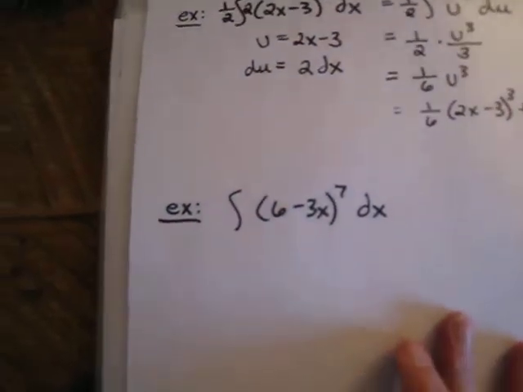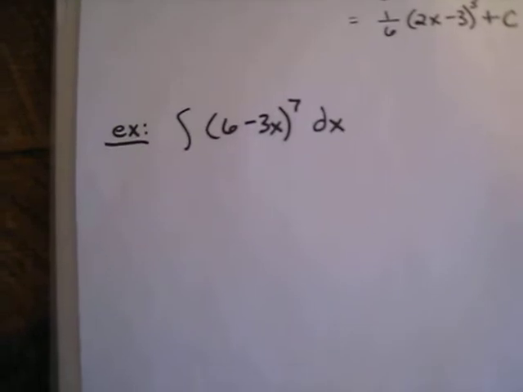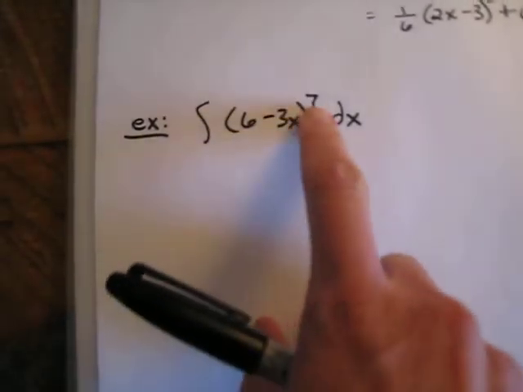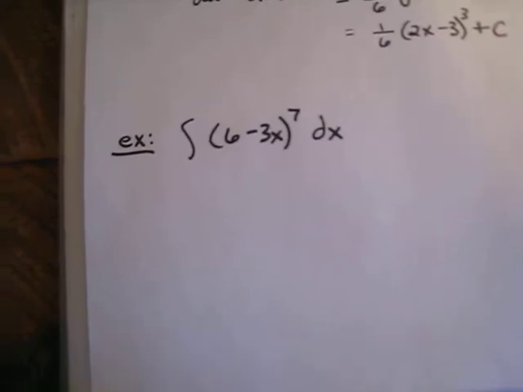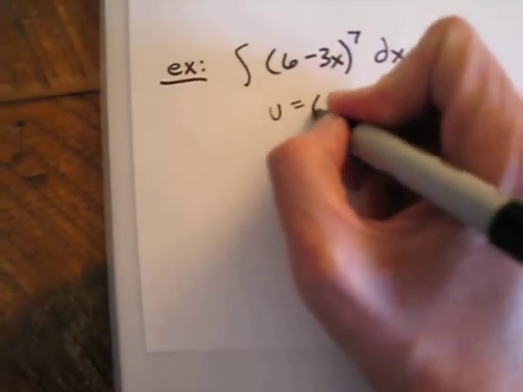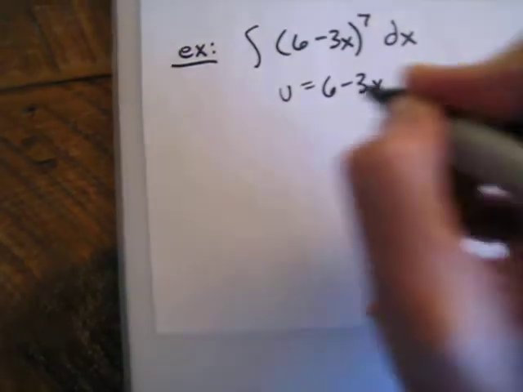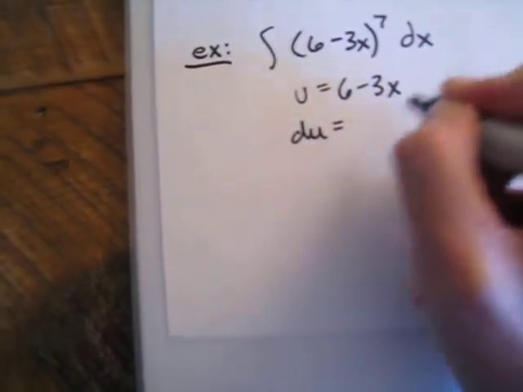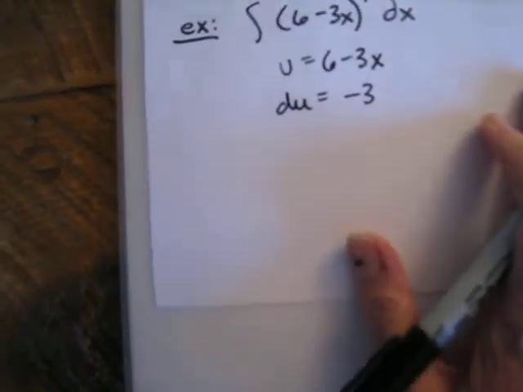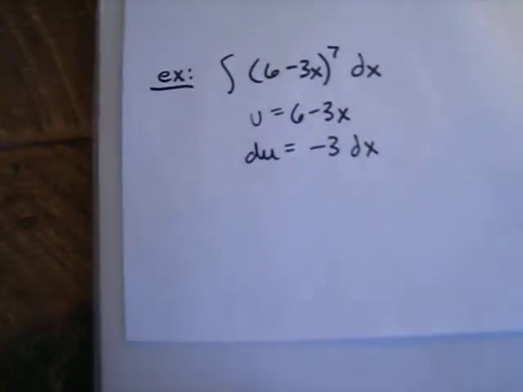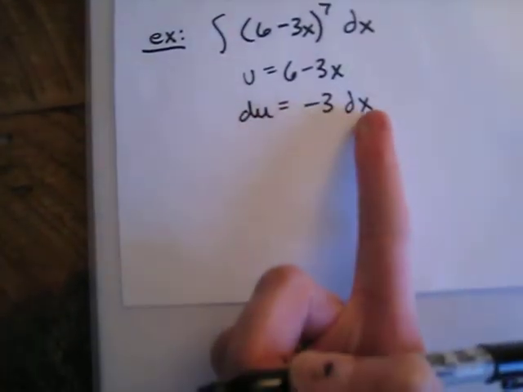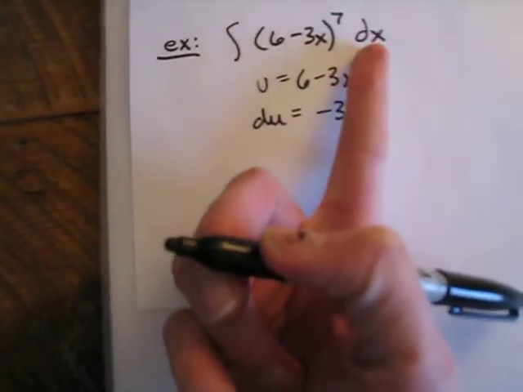Let's look at another. Suppose you've got this expression. Again, we would like to do u to the 7th. That's what we would like to do because we could do it by power rule. Well, if we're going to let u be 6 minus 3x, then du dx would be negative 3. And I move the dx over here as opposed to putting it down below. So I have to create negative 3 dx in my problem.